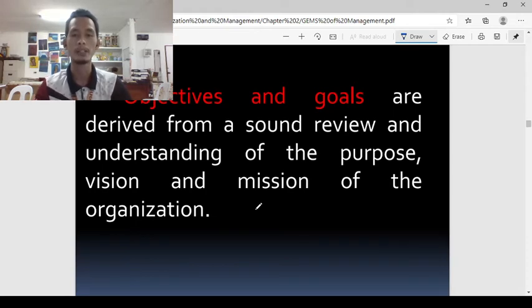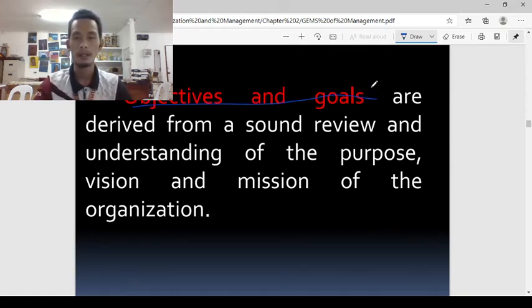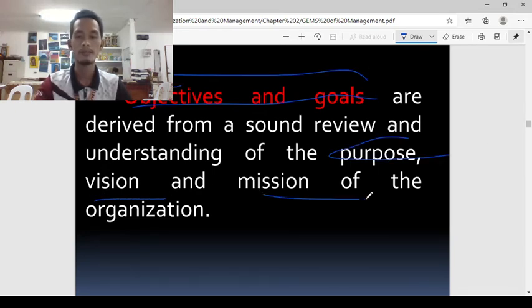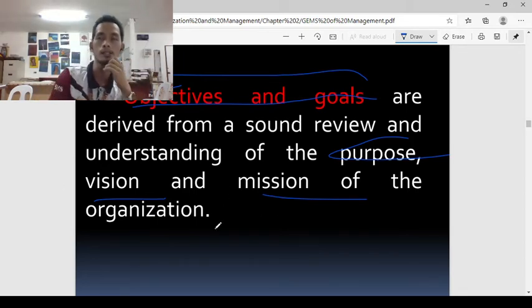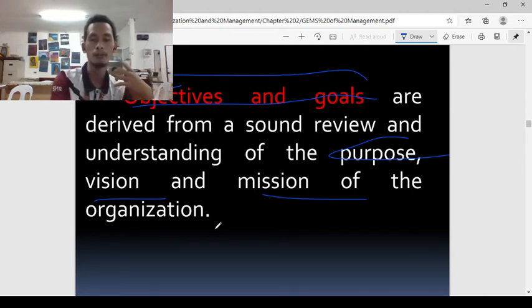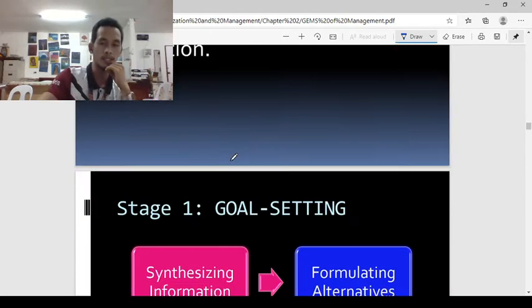Objectives and goals are derived from a sound review and understanding of the purpose, vision, and mission of the organization. So, you cannot easily craft, di ba, or derive goals and objectives if you have not fully understood the purpose, the vision, and the mission of the organization. Dapat, sabton sa nimo, di ba? Manang ang organization, before putting up an organization, crafts ang kadaan of vision, mission, purpose. And then that will be your basis in crafting your goals and objectives.